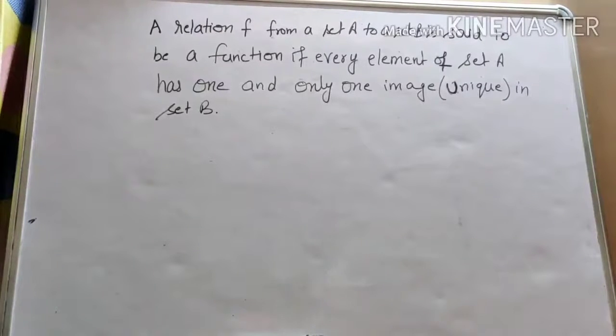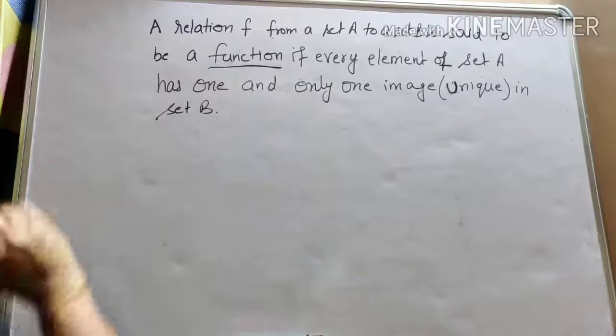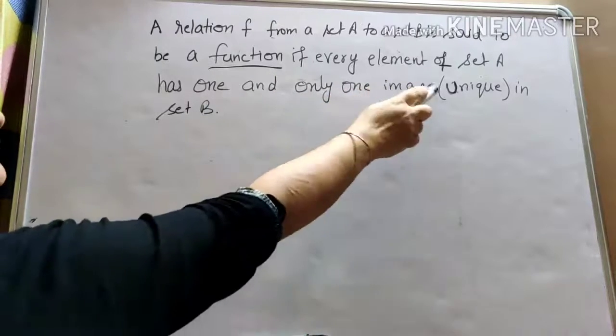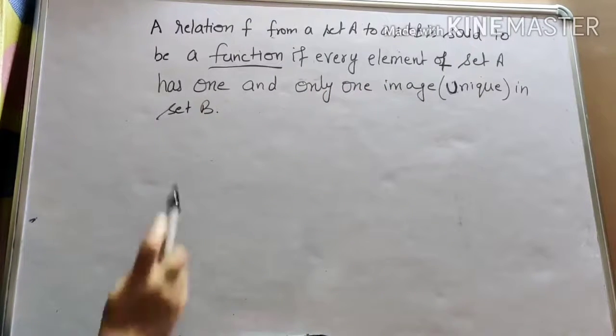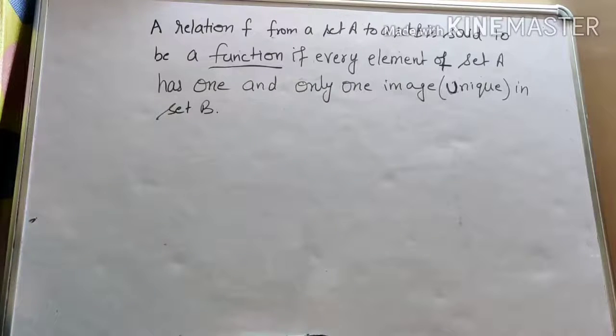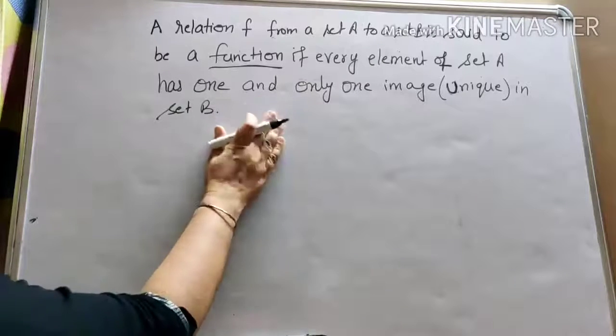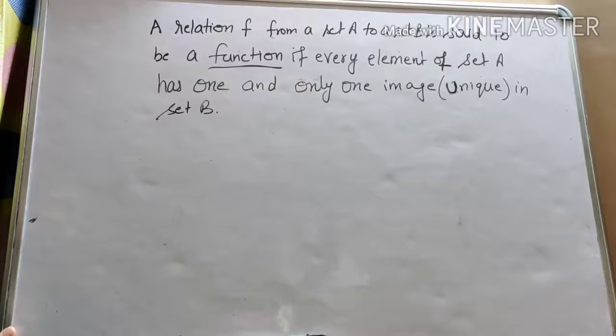A relation f from a set A to set B is said to be a function if every element of set A has one and only one image, or we can say unique image in set B. Now what do you mean by this definition?